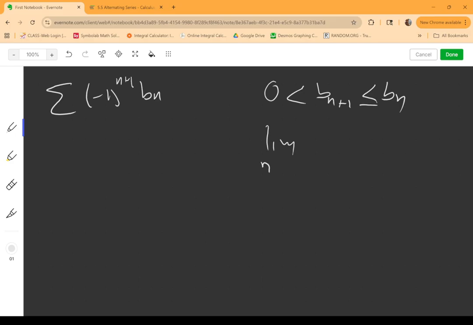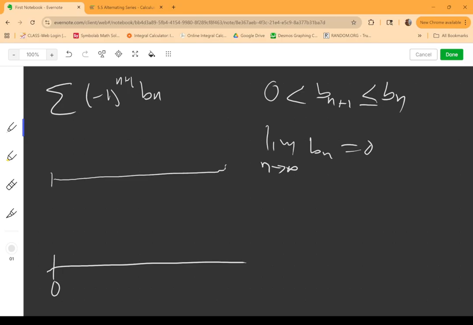So the idea here is, we're given (-1)^(n+1) b sub n, and this inequality holds, and also the limit as n goes to infinity of b sub n is going towards 0. Those two hold. Now, why does this alternating series theorem work? If we think of the partial sums, the first partial sum is just the first term. So it goes to some value here, we'll call that S1.